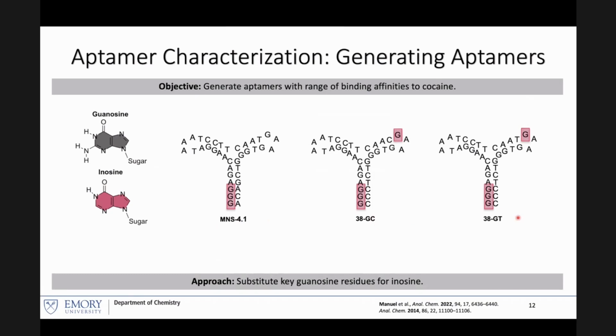And all we did was we took a guanosine-like nucleotide, inosine, and we changed these G's here that you see highlighted in pink to inosine. We only did that because we wanted to change the range. We wanted a range of affinities, but we didn't want to completely perturb the binding. Inosine simply has one less amine than guanosine, so we should not perturb binding too much with our aptamers because there's not much of a difference in those two nucleotides.